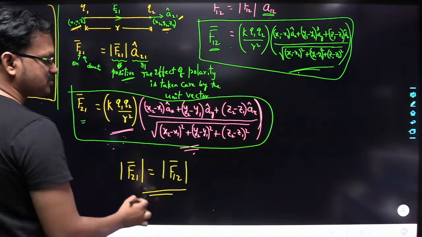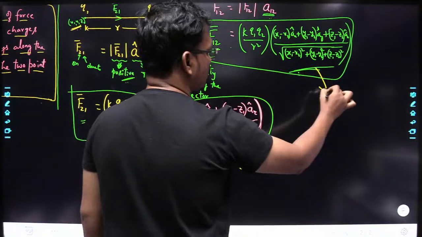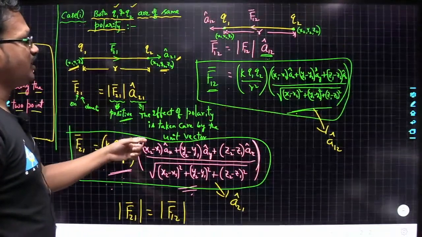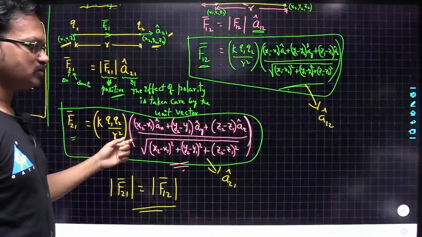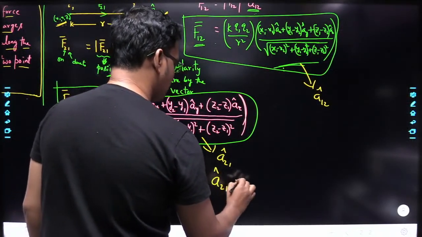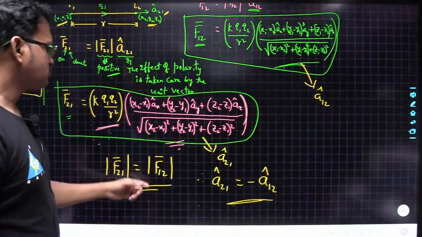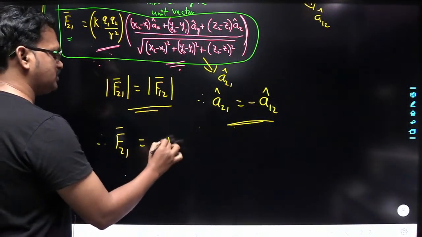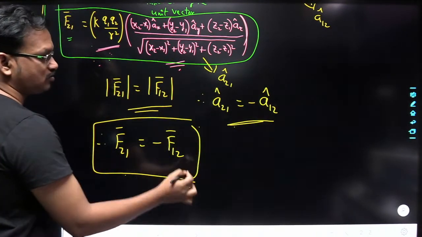Yes or no? Next, this A12 cap, this is nothing but what? A21 cap, and this is nothing but what? This is nothing but A12 cap. Now if you observe, A21 cap is pointing in this direction, A12 cap is pointing in this direction. Both are exactly opposite to one another. Therefore I can say A21 cap is opposite to A12 cap. So finally you can write, therefore F21 is equal to minus of F12. Yes or no? So this is the conclusion we can make here.